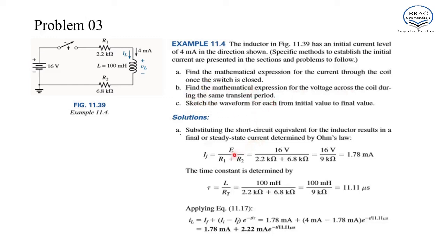Now, we know that the maximum current through the circuit will be when the inductor reaches steady state condition. Hence, IF will be equal to E by (R1 plus R2), which is 1.78 milliampere. Tau will be equal to L by RT, which is 11.11 microseconds. Substituting these values in the expression for IL, we get IL equals 1.78 milliampere plus 2.22 milliampere times e to the power minus t by 11.11 microseconds.